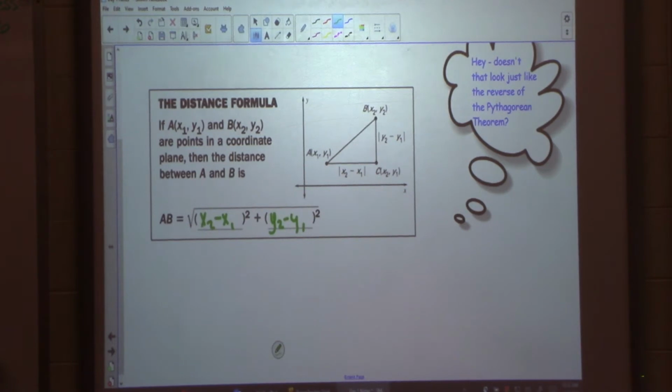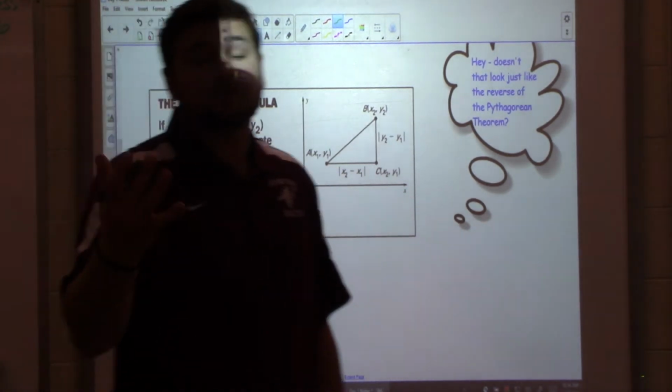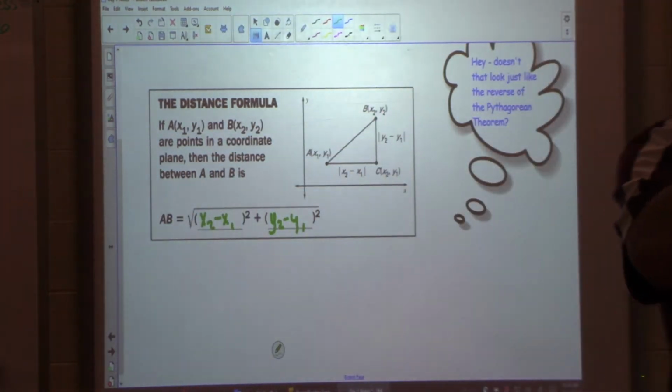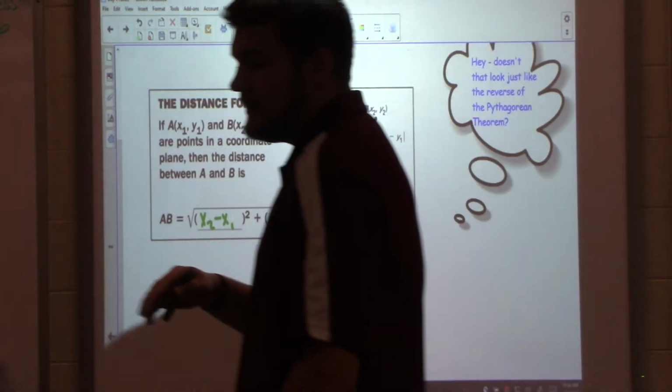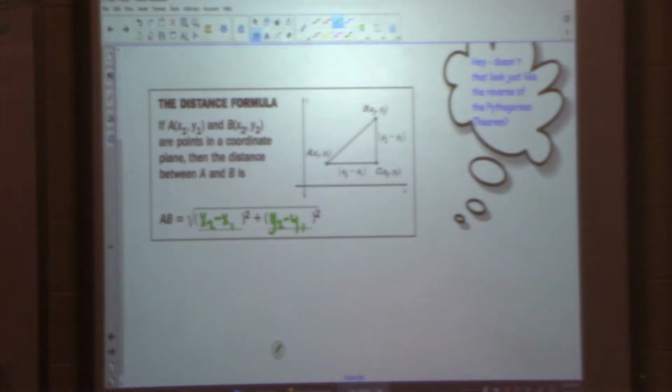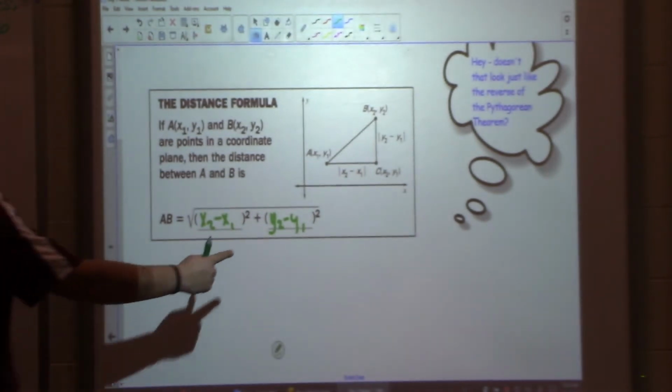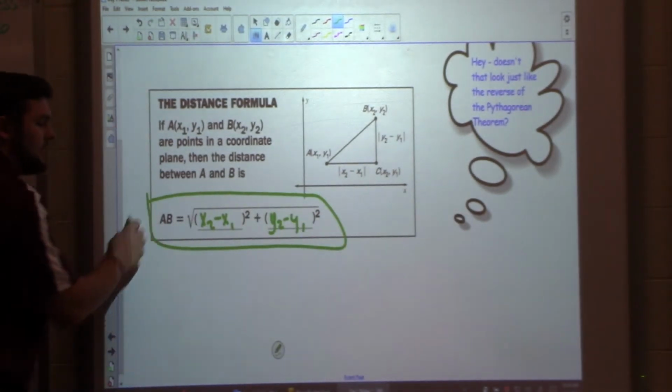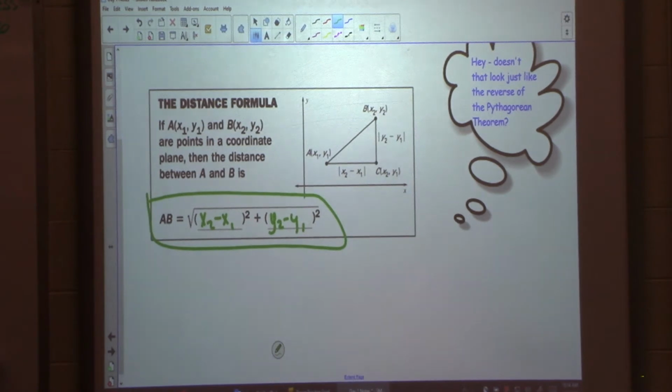Now, does it matter which one's x2, which one's x1, which one's y2, which one's y1? No, because I'm squaring it. I'll either get the positive or the negative when I square it. Doesn't matter if I have 5 or negative 5, it comes out to 25 anyway. So it doesn't matter what order I put them in there, it should all be worked out. Alright, so this is our distance formula. If you've not written that down in your paper, I highly suggest you do so, because we're about to use it a bunch of times.